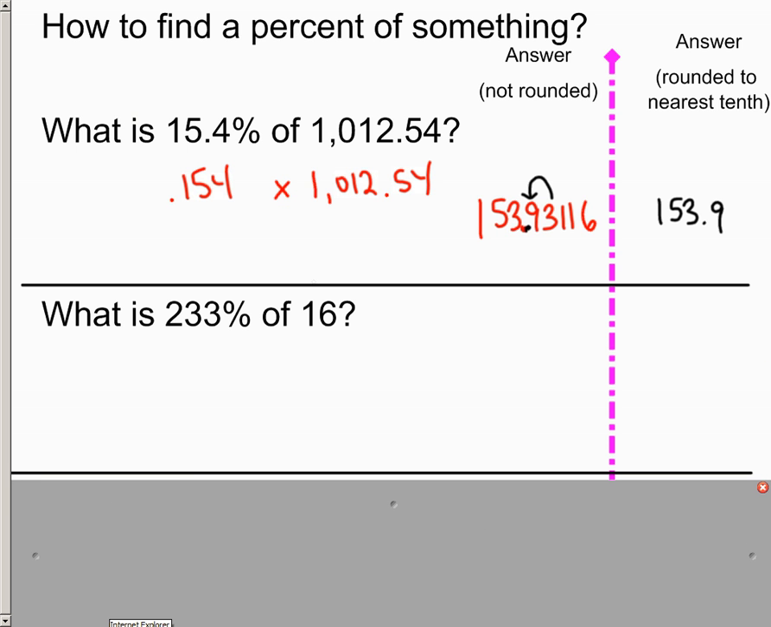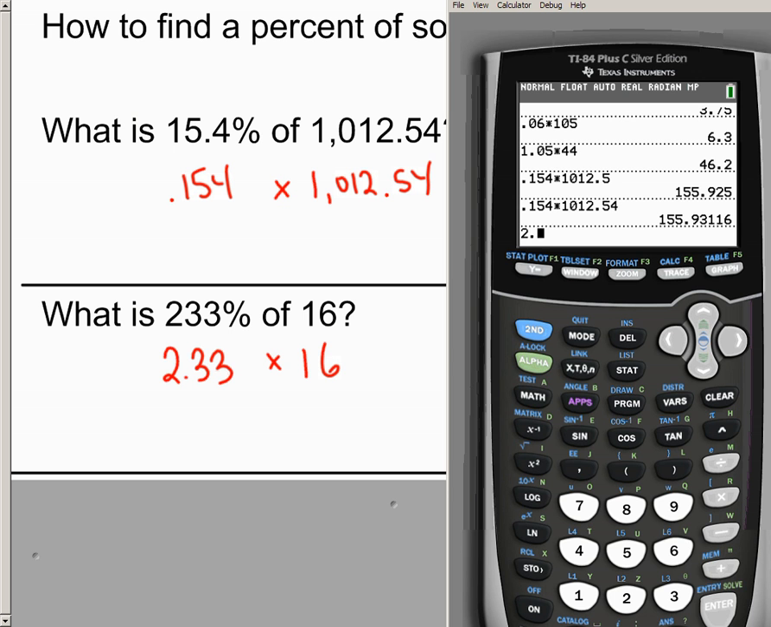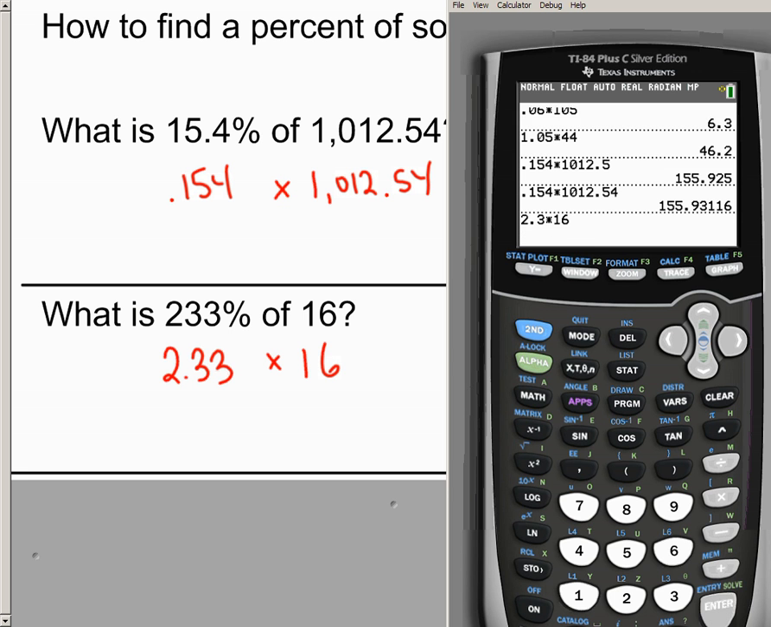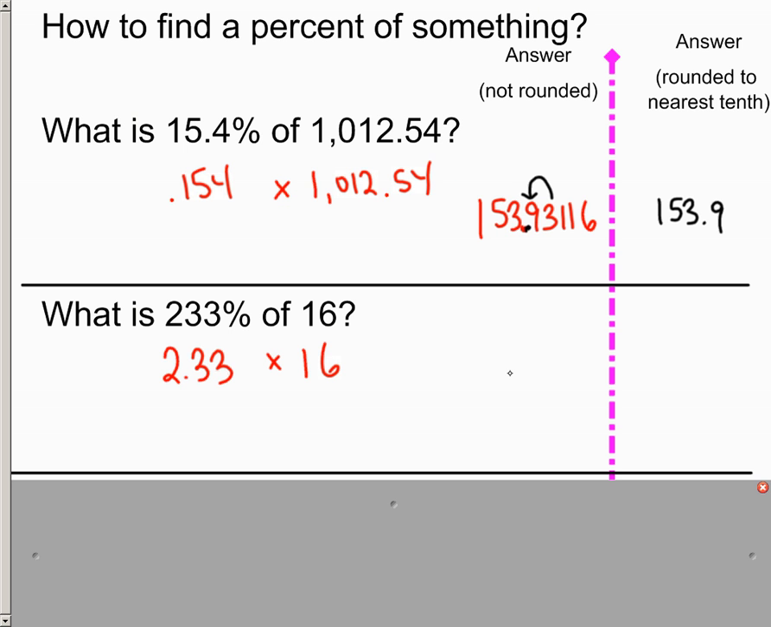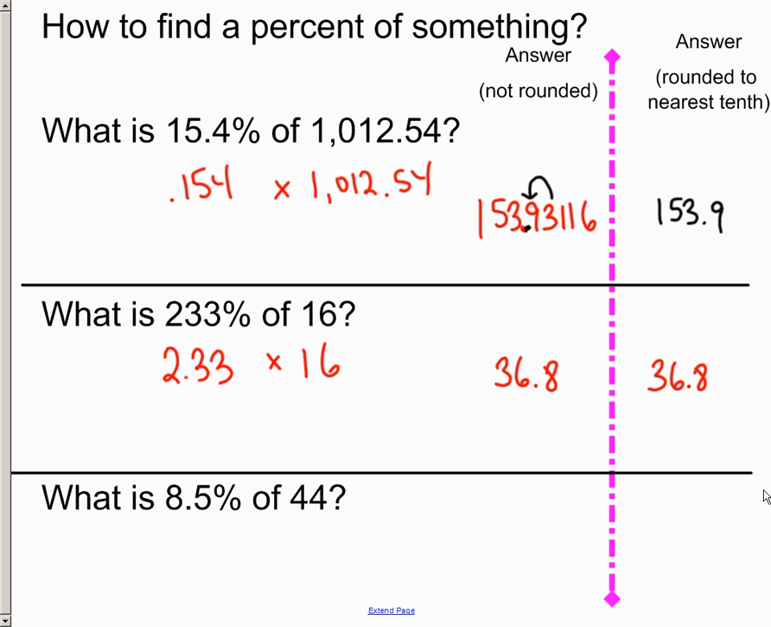2 more problems. Make it a decimal, and then just multiply. And there's nothing to round, so it would be the same if they had wanted it to the nearest tenth. Again, we move the decimal over to the left 2 times, always, to make it into a decimal from a percent.